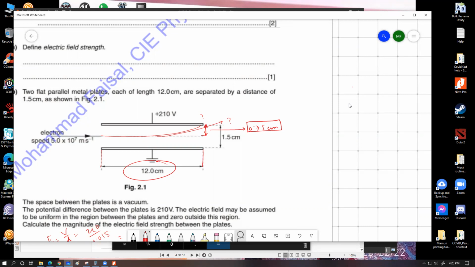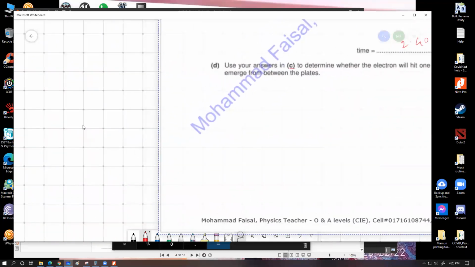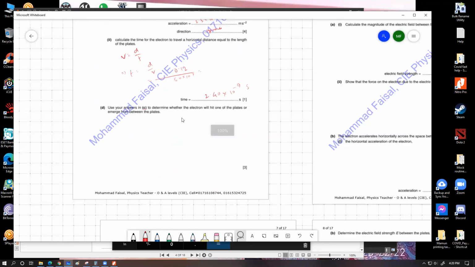So one thing that we can do is calculate how far is the vertical distance covered by this electron for the time that we just calculated. How much time did we calculate? Right over here, we calculated 2.40 into 10 to the power minus 9 second. So what is the vertical distance covered? We have to calculate this.